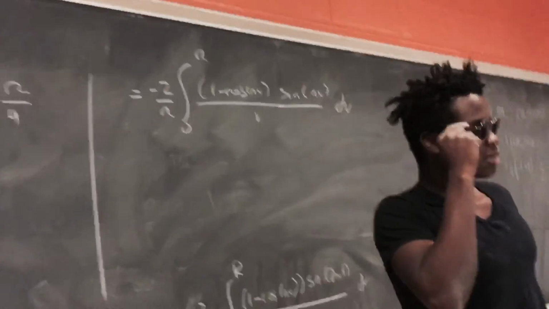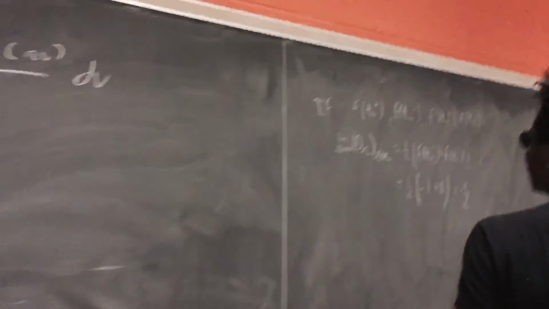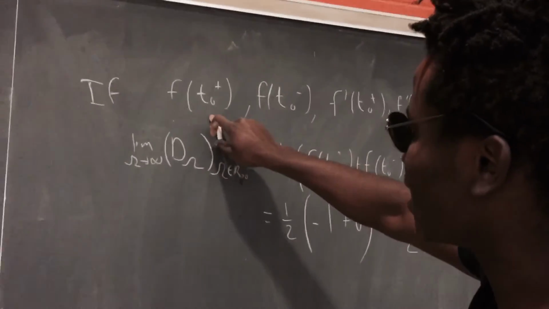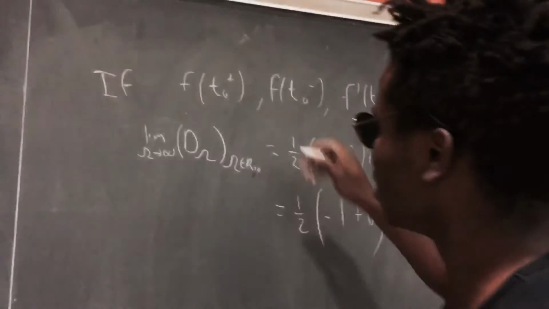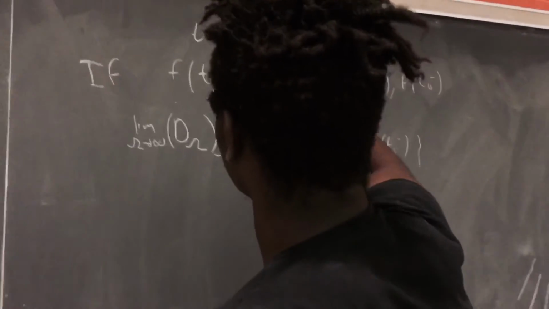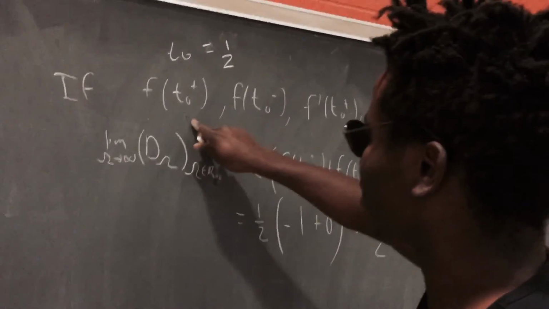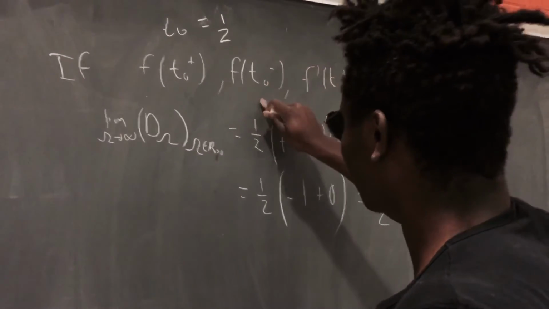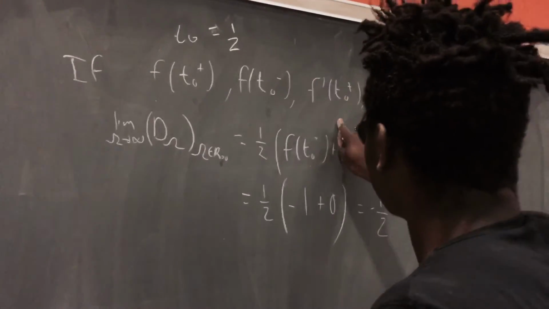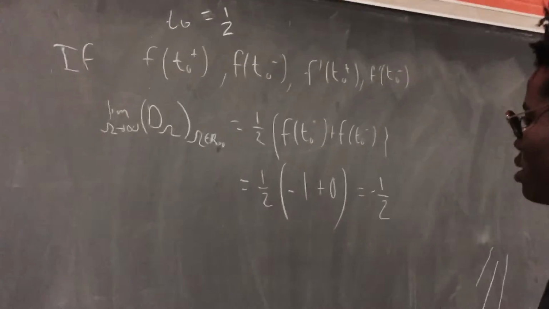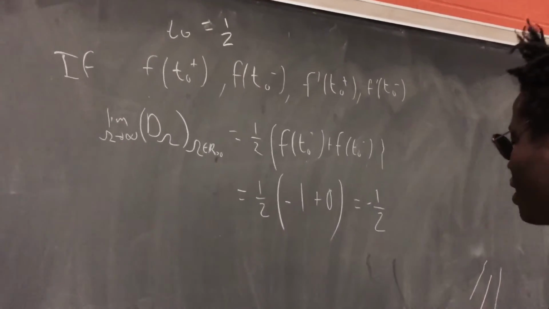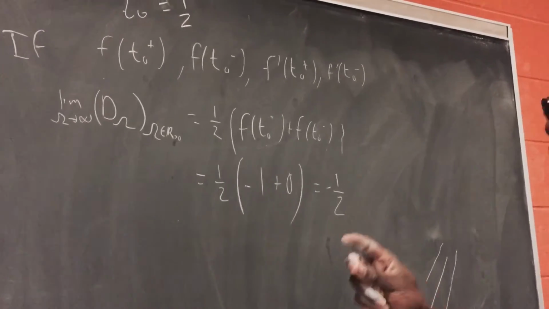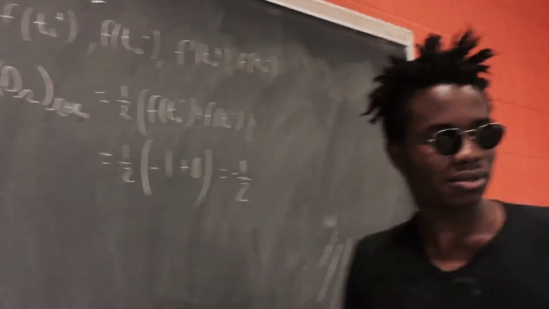Well, as Jonah pointed out earlier, by Dirichlet's test, our t naught here is going to be 1/2, right? So if f at greater than t naught exists, and if f less than t naught exists, and the same for f prime, we can use Dirichlet's test to find what the integral of our function will converge to.